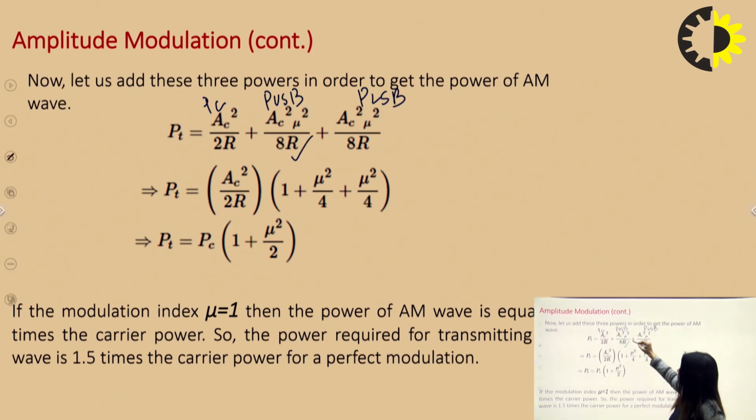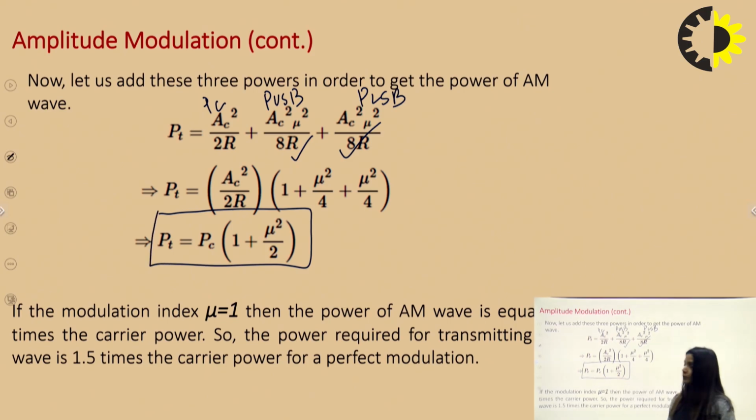The power of USB and power of LSB are the same. So on solving, take Ac square upon 2R to be common. We get 1 plus mu square by 4 plus mu square by 4. That means at the end we get PT is equal to PC times 1 plus mu square by 2.